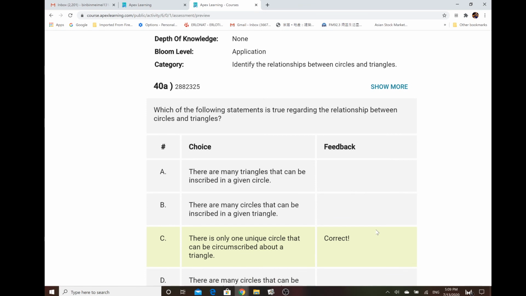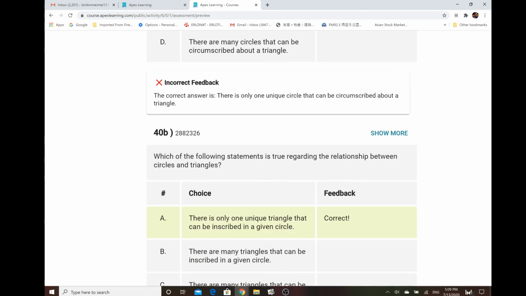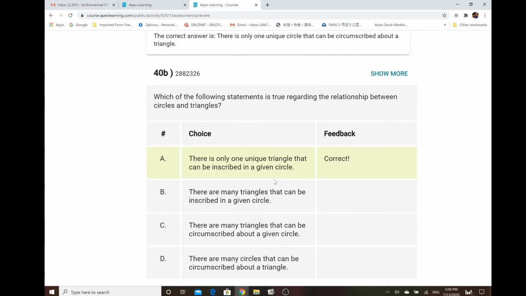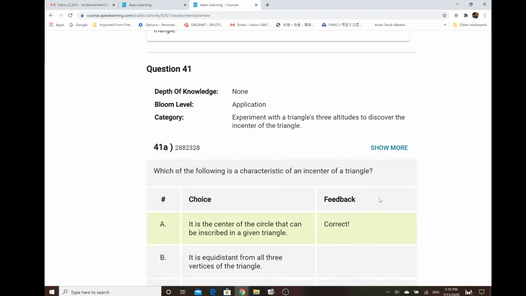And question number 40. Which of the following statements is true regarding the relationship between the circle and the triangle? There is only one unique circle that can be circumscribed about a triangle. That's correct. Anytime you see a polygon, the circle is always going outside the polygon. It's always circumscribed, getting the points of intersection on a circle with the vertices of the polygon. And there's only one unique triangle that can be inscribed in a given circle. And there's only one unique circle that can be inscribed in a given triangle. It's all pretty much the same stuff here.